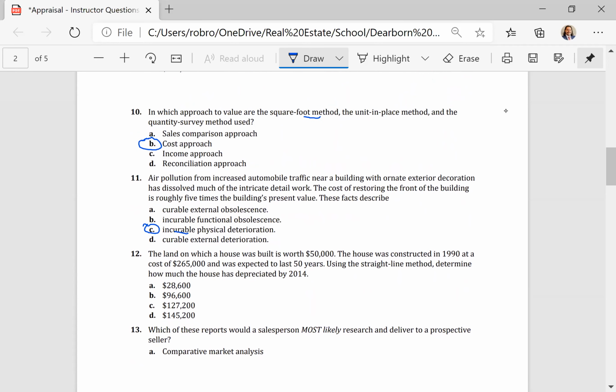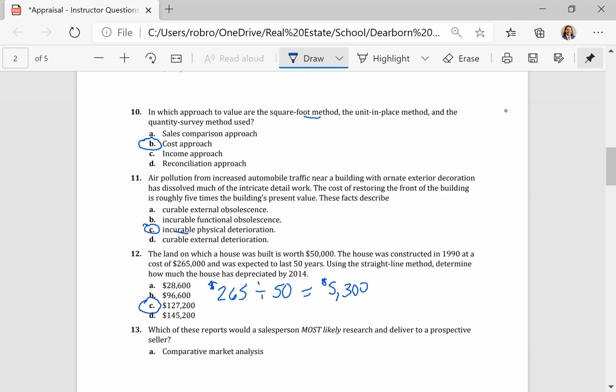Number 12, the land in which the house was built is $50,000. The house was constructed in 1990 at a cost of $265,000 and was expected to last 50 years. Using the straight line method, determine how much the house has depreciated by 2014. And did anybody get this? C. It is C. How'd you get it? I just took the 2014 minus the 1990, and then divided it by the 50 years or something. I can't remember exactly, but that's how I got it.